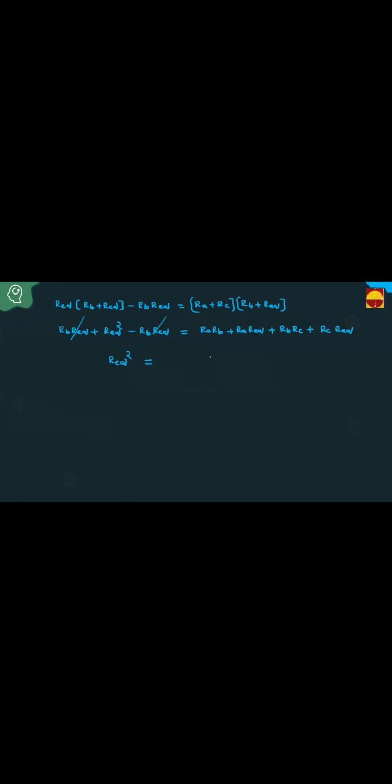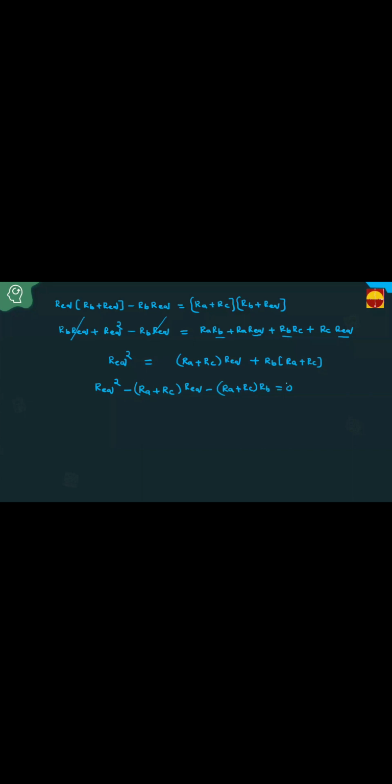Shall I write like this? This is RA plus RC into R equivalent. R equivalent is common. And from this you have to take RB is common. RB into RA plus RC. You bring this side. This is R equivalent square minus RA plus RC into R equivalent minus RA plus RC into RB equal to 0. But no need to remember this formula. Just concept I am giving.